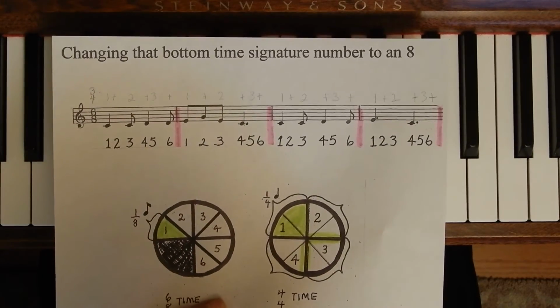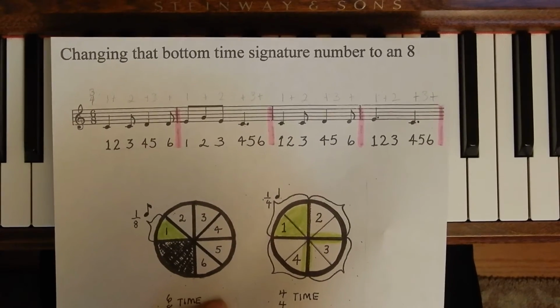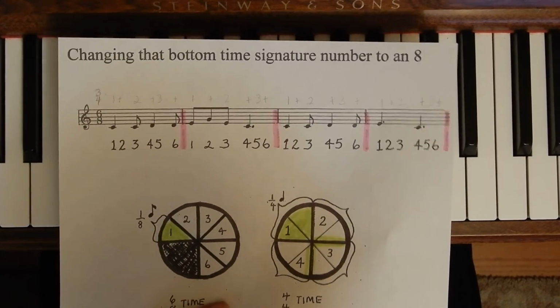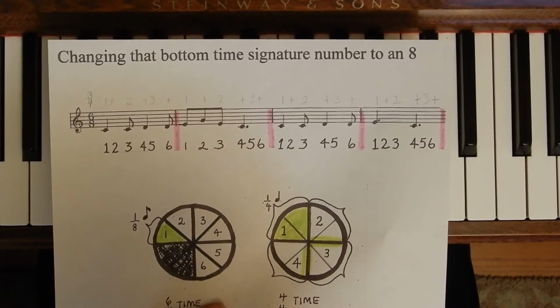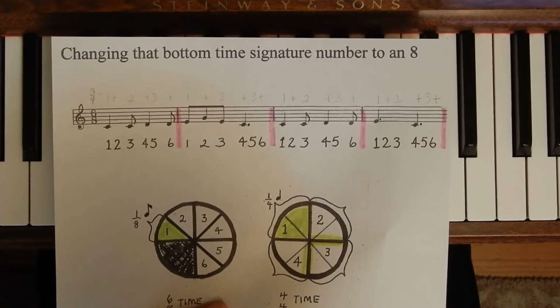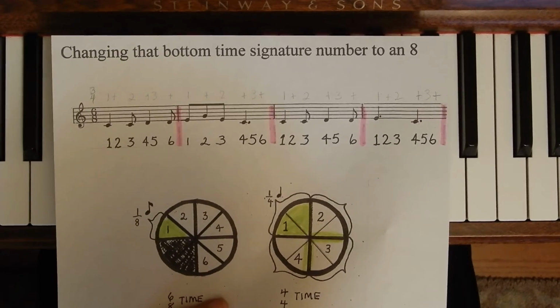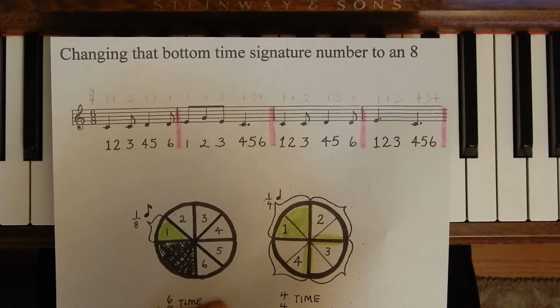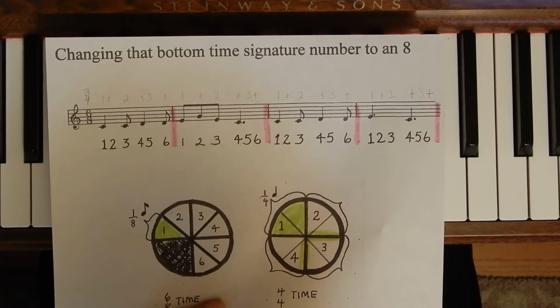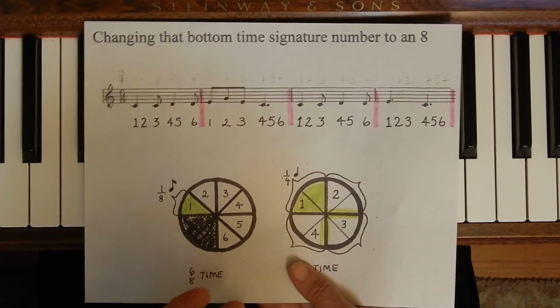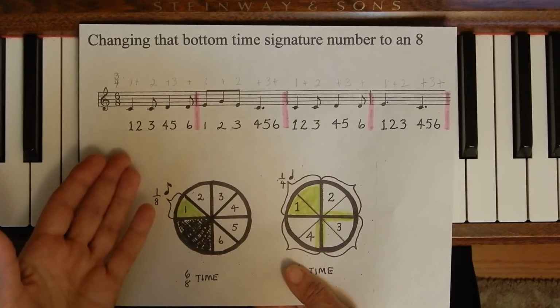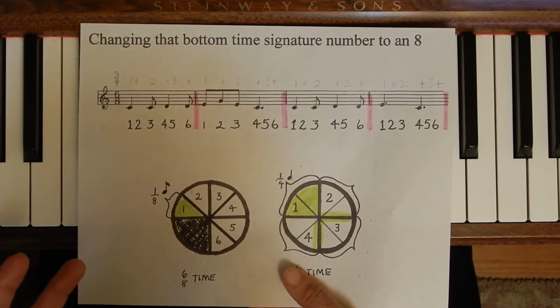1 and 2 and 3 and 1 and 2 and 3 and, I can't even do it. 1 and 2 and 3 and 1 and 2 and 3 and. So you can tell that the feeling of that when you're trying to count it in 3/4 instead of 6/8 doesn't really work.